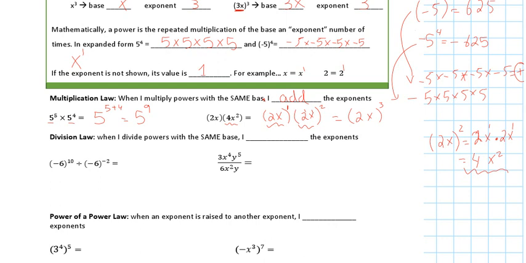How about your division law? What do you do when I divide powers with the same base? I subtract the exponent. Okay? Remember, you must have the same base. If you don't have the same base, you can't subtract. So for negative 6 to the power of 10 divided by negative 6 to the power of negative 2, do I have the same base? Yeah. So I keep the base, don't change it, it stays negative 6 in bracket, and then I subtract my exponent. So 10 minus negative 2. What's 10 minus negative 2? 12. Right? Because a negative and a negative is positive, so that's 10 plus 2. Are we okay with that?